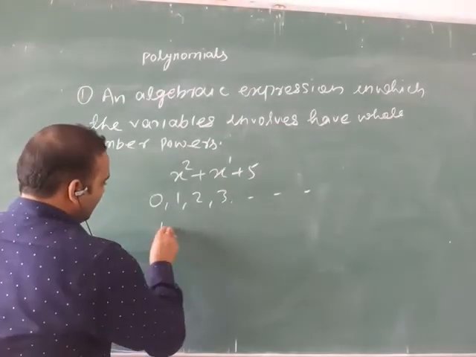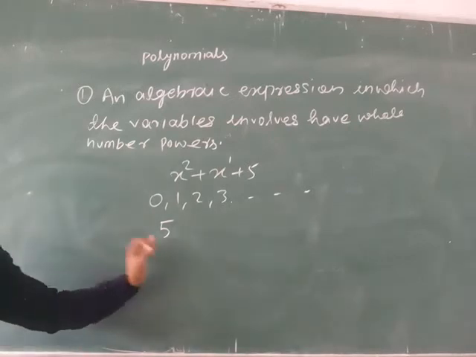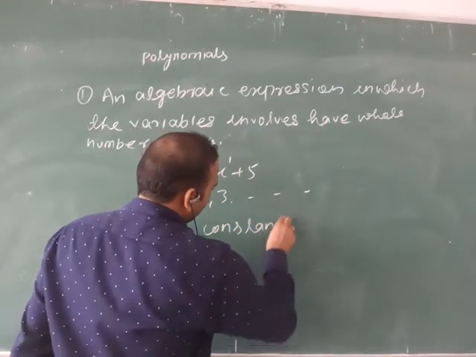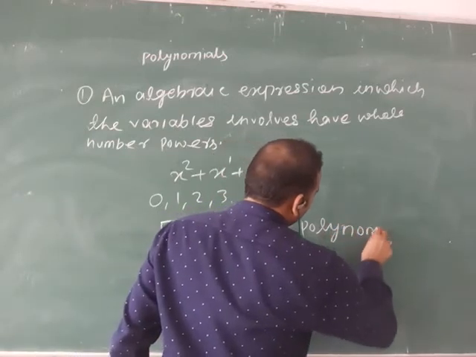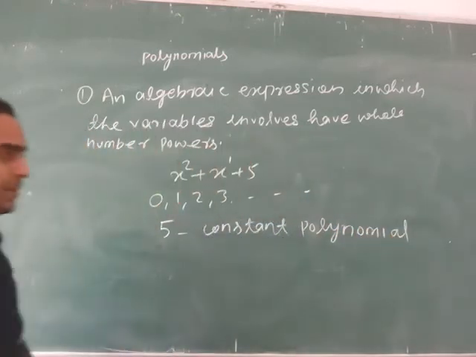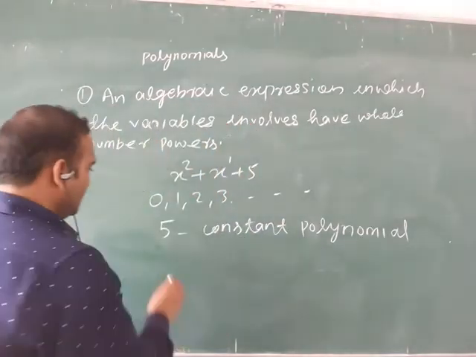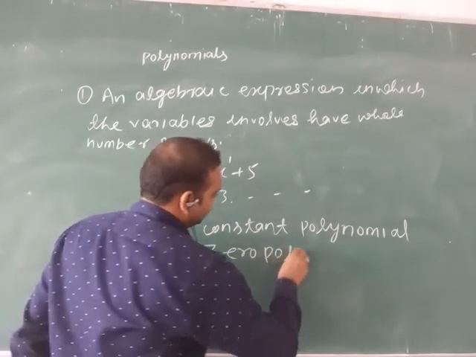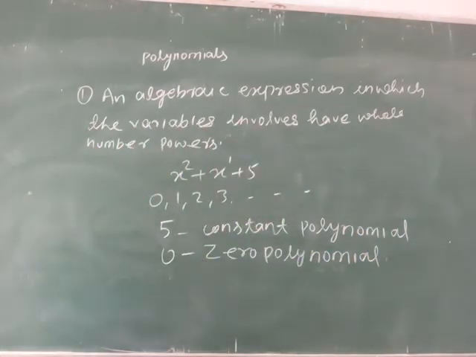Now say 5. Is 5 a polynomial or not? Yes, 5 is also a polynomial. It is a constant polynomial. After this, I will make you understand one by one. 0 is called the zero polynomial.